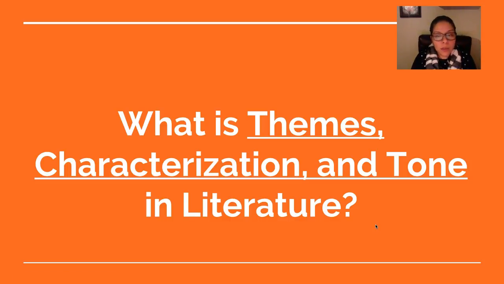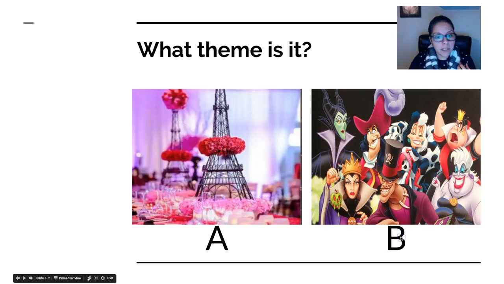So we're going to go over what is themes, characterization, and tone in literature. We're going to connect this to Romeo and Juliet, which is the text that we have been reading for a few days. So first of all, I'm going to ask you a question. What theme is it? If we look at image A, what do you think that theme is? I know we haven't talked about what is theme, but I wanted to see if you guys can develop the idea of what is theme.